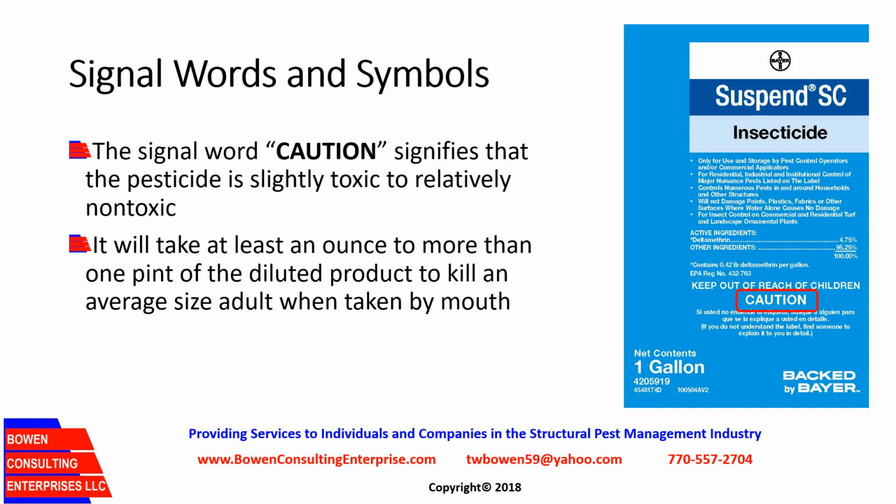Why would we talk about killing a person? In this case, we are talking about the toxicity of pesticides to non-target animals and how much of this product would kill something like an average-sized adult human if it was ingested either accidentally or intentionally. The signal word caution is not accompanied by any symbols. We will see a symbol shortly.